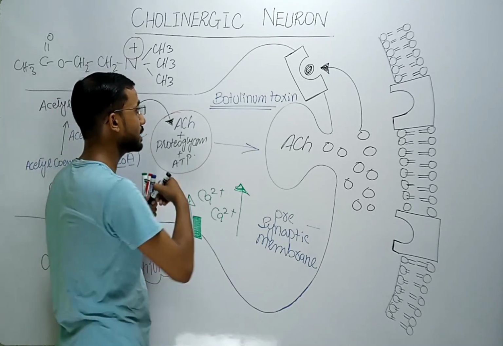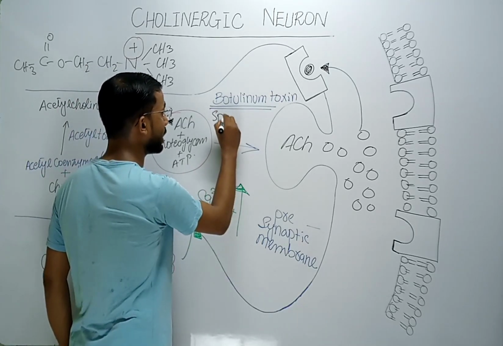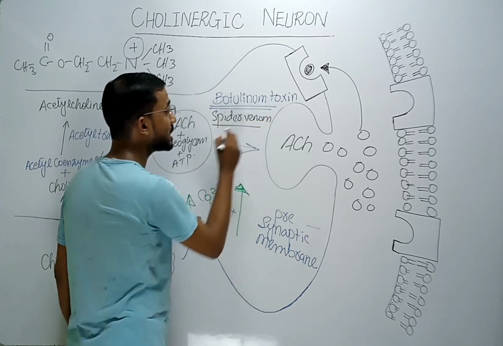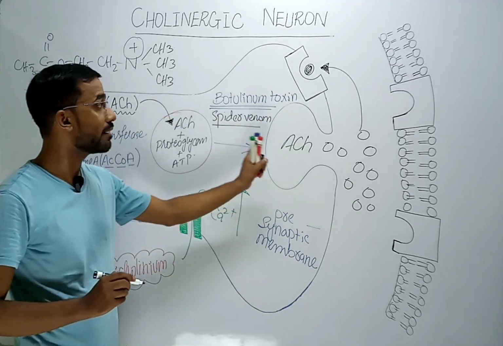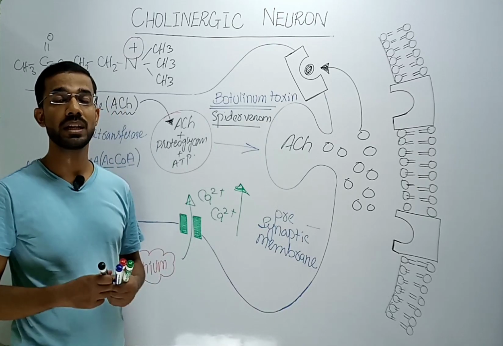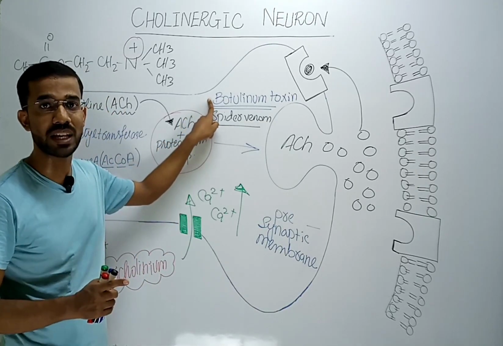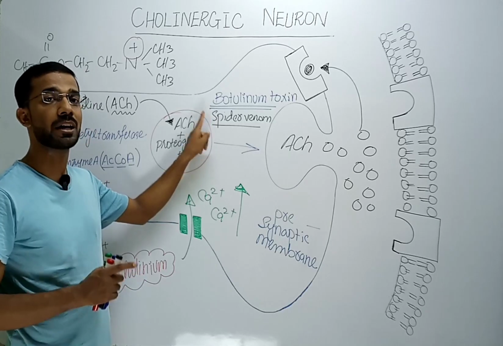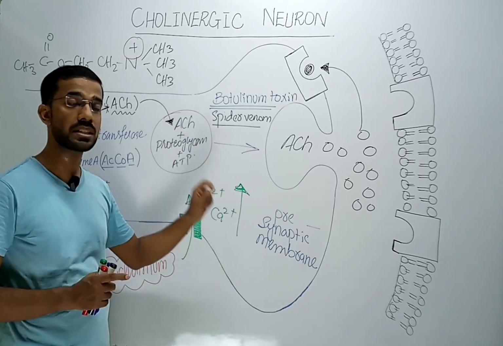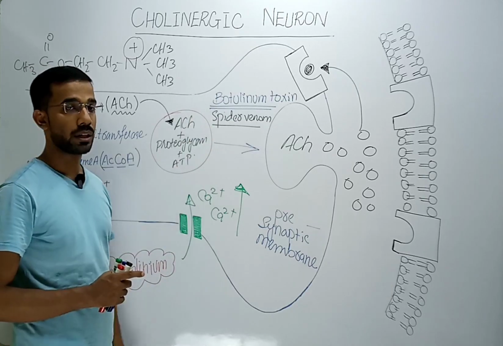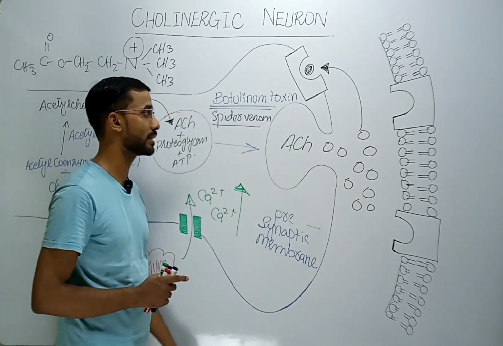Next is the spider venom. This spider venom increases the release of the acetylcholine from the vesicle. So botulinum inhibits the release of the acetylcholine, and the spider venom increases or enhances the release of the acetylcholine. Okay, these are the important things regarding the release of the acetylcholine.